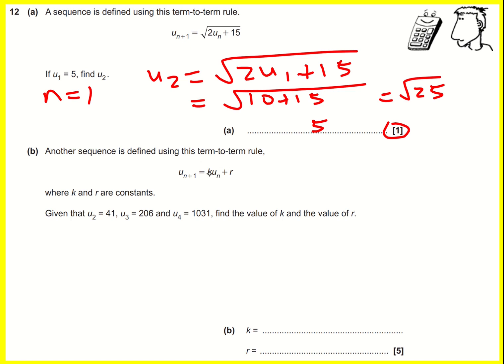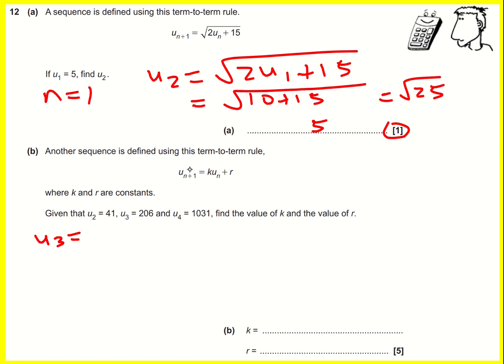Another sequence is defined using this rule. Okay, this time we don't know what k is. Interesting. k and r are constants, and presumably we're going to have to find them. Yes, we are. But we're given some of the terms in the sequence.